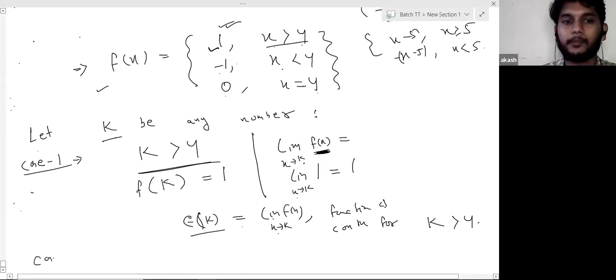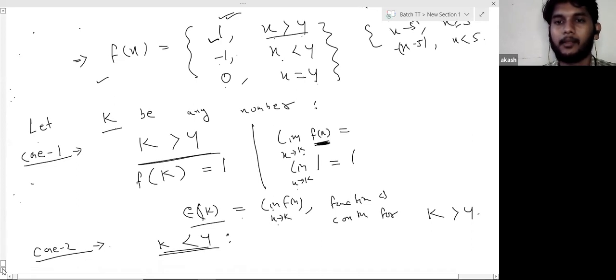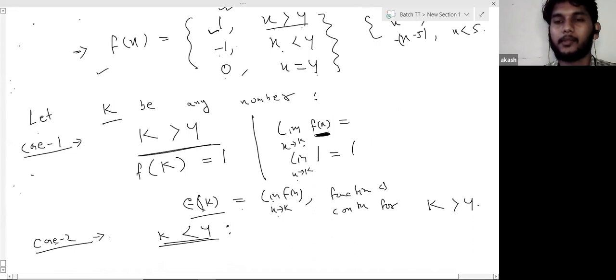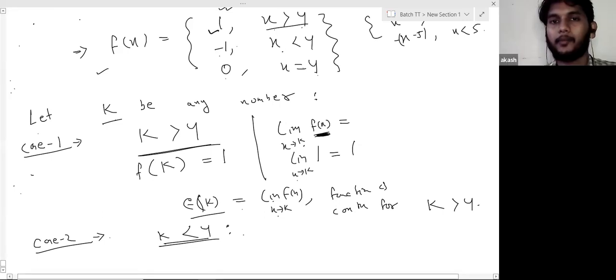Now k is less than 4. I'll give you 2 minutes. Try to solve for k less than 4. All right, Sahel, can you do this or not? Would it be -1? Yes. For all the functions we have to assume -1. I'll be giving you 2 minutes. Please write down all the steps also.